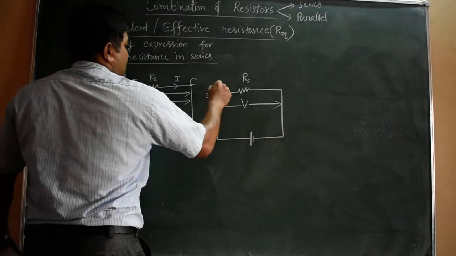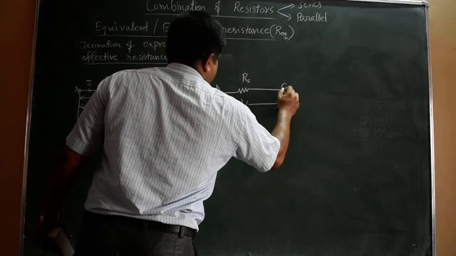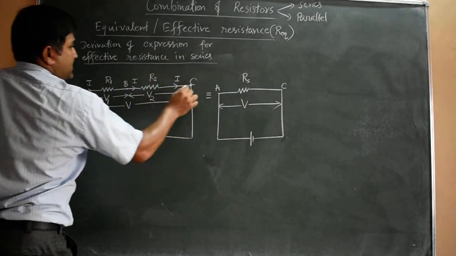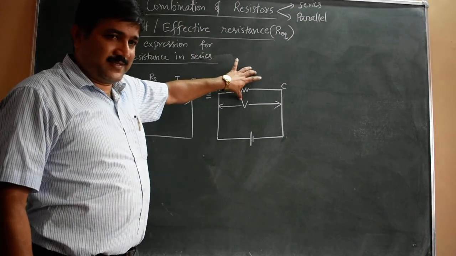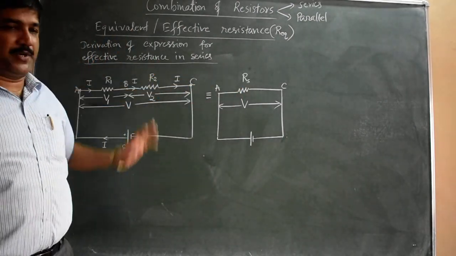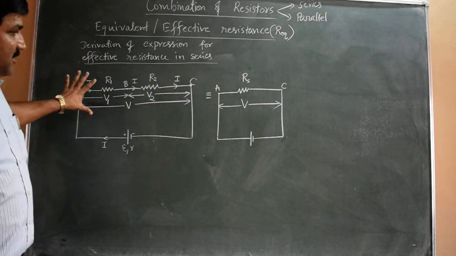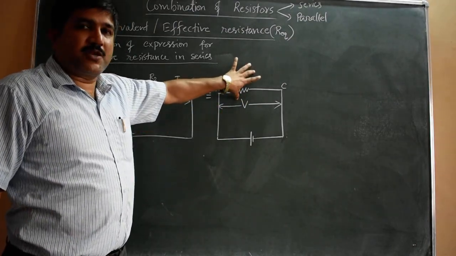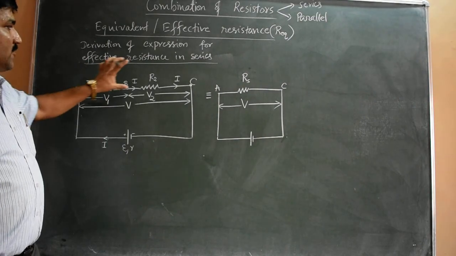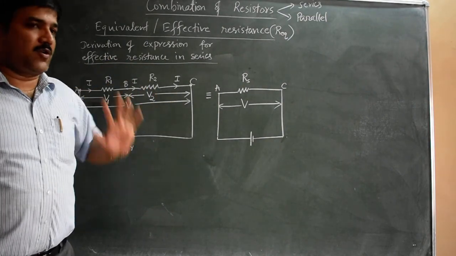That means across the points A and C, between A and C, I connect a resistance RS instead of the series combination of R1 and R2. So this is called the equivalent circuit and equivalent resistance. RS is the equivalent resistance of R1 and R2 in series combination.